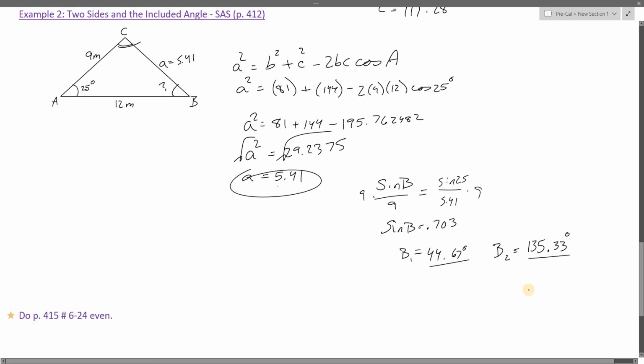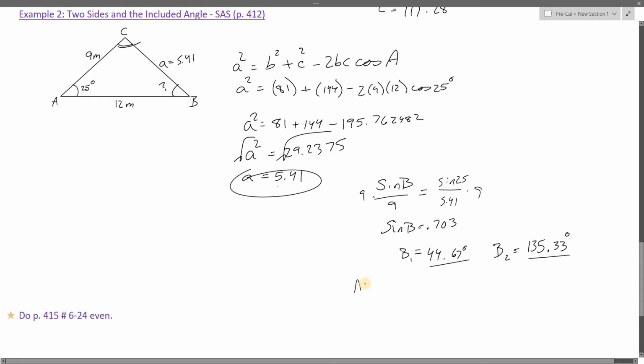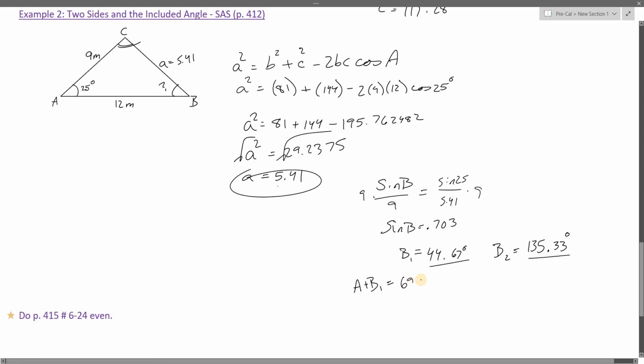Based on the way I drew the picture, it's obviously B1. But let's talk through it. If the angles we have are true, then A plus B1 would equal 25 plus 44.67. That gives us about 69.67, which means C1 in this case would be an angle of 110.33 degrees. So if the acute angle B1 is correct, C would be 110 degrees.